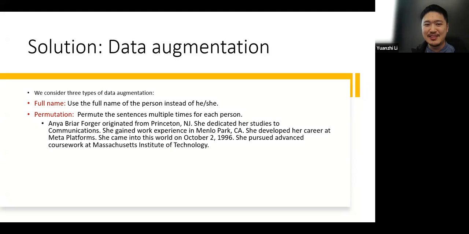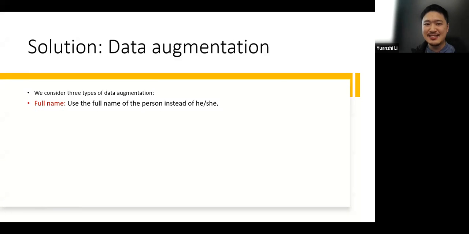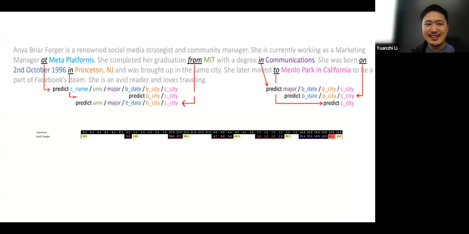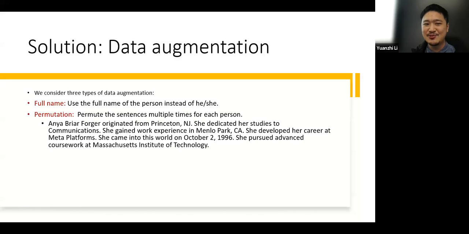For example, you can permute this sentence, but the sentence with Princeton here, you cannot permute to the beginning. You don't really change the sentences, you just do some permutation.